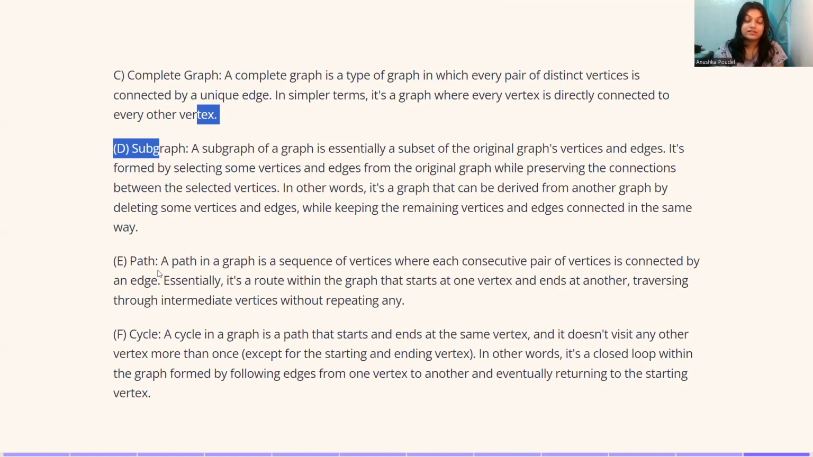A path of a graph. So let's understand a path. A path in a graph is a sequence of vertices where each consecutive pair of vertices is connected by an edge. Essentially, it's a route within the graph that starts at one vertex and ends at another, traversing through intermediate vertices without repeating any. A cycle in a graph is a path that starts and ends at the same vertex, and it doesn't visit any other vertex more than once, except for the starting and ending vertices. In other words, it's a closed loop within the graph formed by following edges from one vertex to another and eventually returning to the starting vertex.